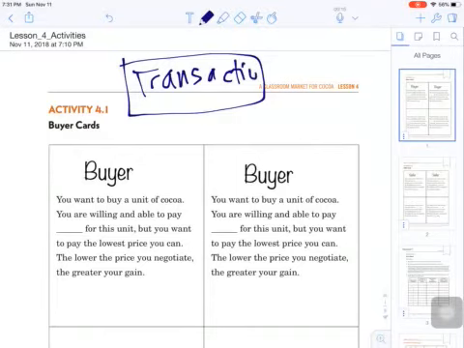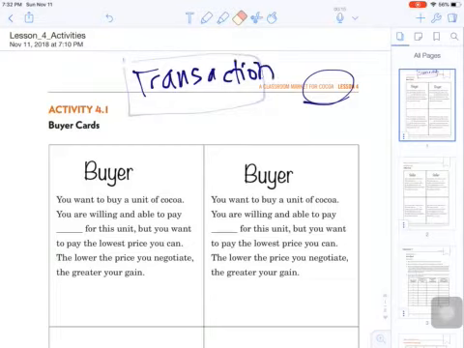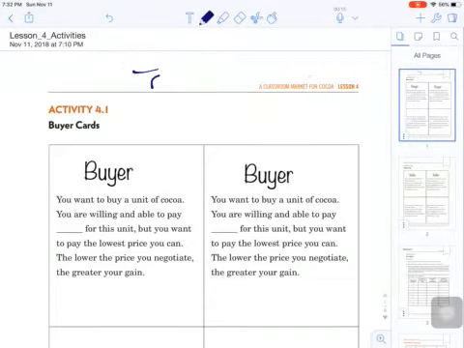Every time students buy or sell the cocoa, they're going to come to this table and get a new card. I'll explain more about that in a minute. So students, you can just divide them however you want into groups. It doesn't matter at all what side they're on.